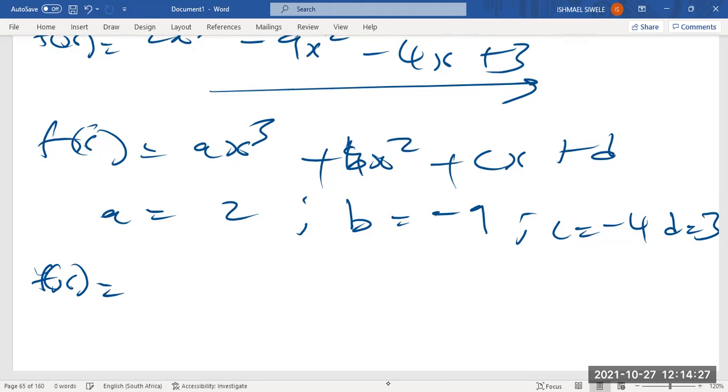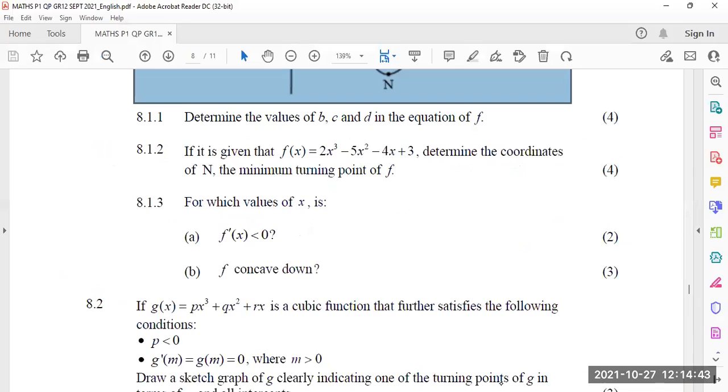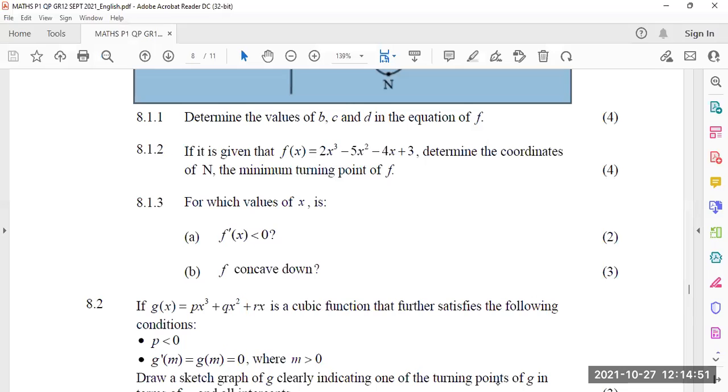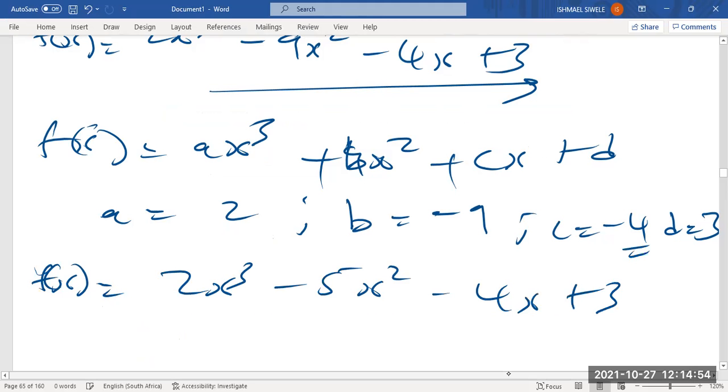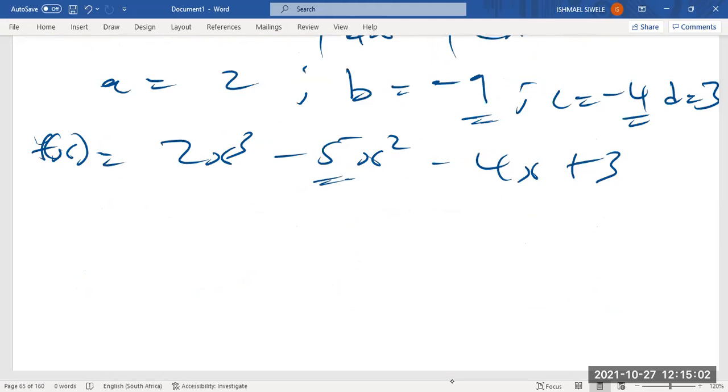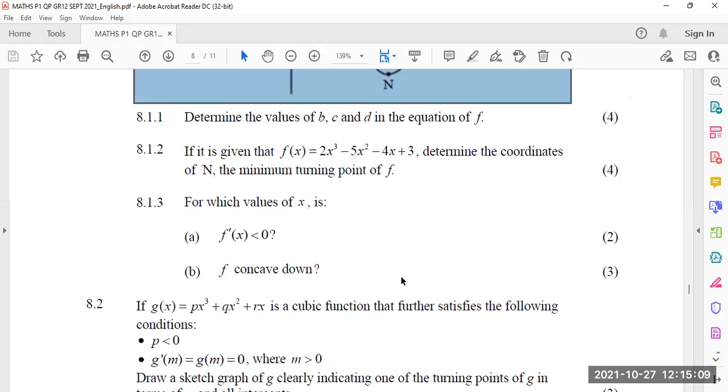So we have 2x cubed minus 5x squared minus 4x plus 3. Plus 3 is a mistake, but we'll check that later. One thing that I know is you're going to get a similar question. They'll give you something if they know there's a high possibility that people are not going to be able to get it. Let's find the coordinate of n, the minimum turning point of A.